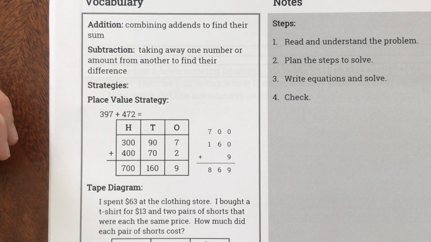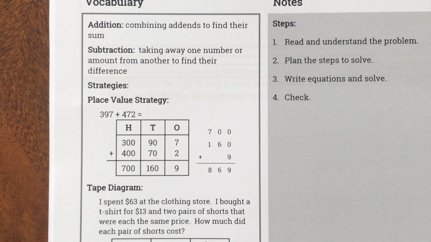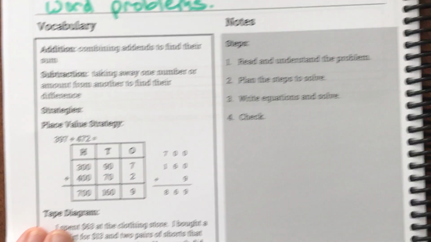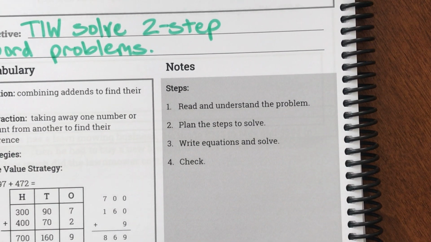What I do want you to realize is there's always going to be two steps though. So I'm going to be setting up my page to show those two steps. Now you might find your steps different than mine, and again, that's going to be okay. Our steps that they recommend we follow are, we're going to read and understand the problem. I usually try reading it twice. Then I'm going to plan the steps to solve it. So remember I'm going to have two, and then I'm going to actually write the equations and solve. And then I'm going to check it. A lot of times when I check it, I ask myself, does it make sense? Could that be a reasonable answer? Okay, so I'm going to get started.